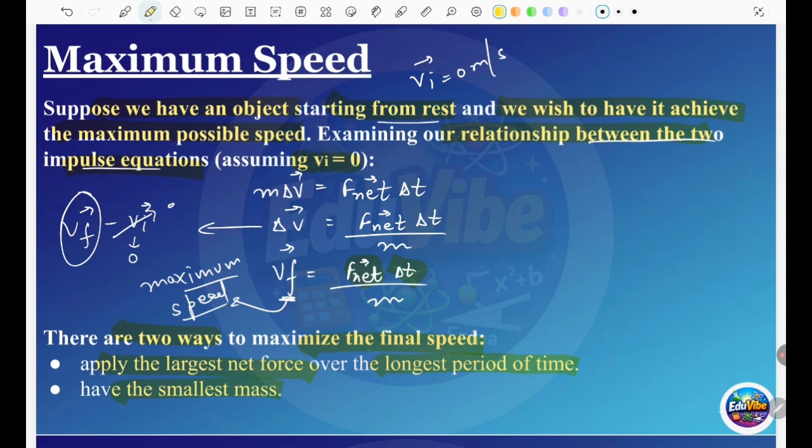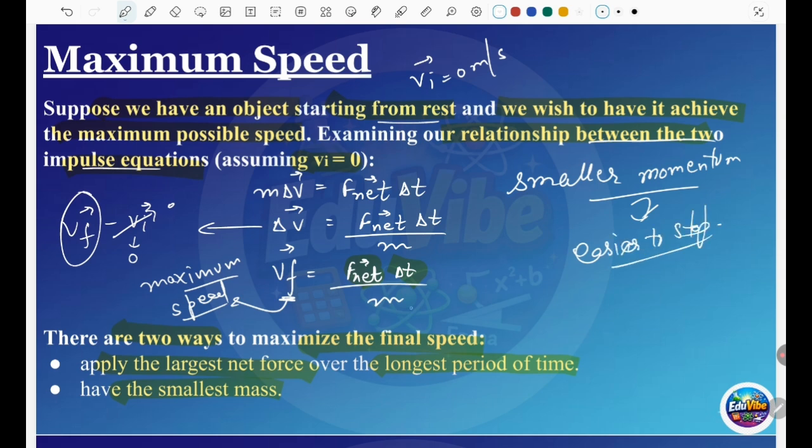If you have a smaller mass, you have a smaller momentum, so it will be easier to stop. Same in this case: if you have a smaller mass, it is easier to move it to a higher final speed. So these are the two ways to do this. But from here you also get some theory or reasoning questions.